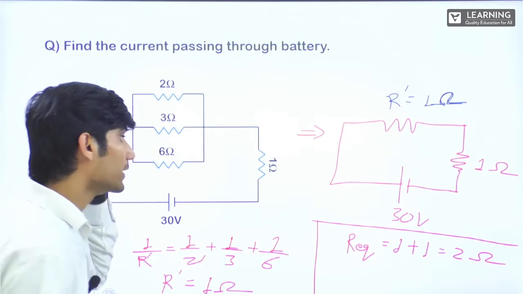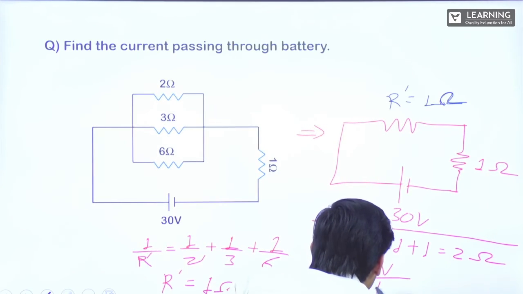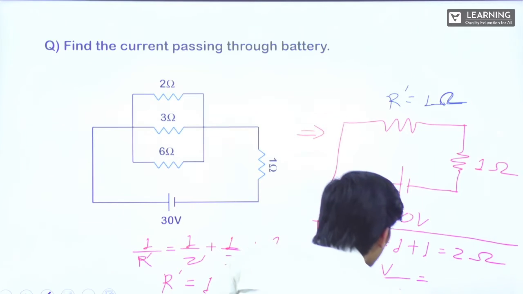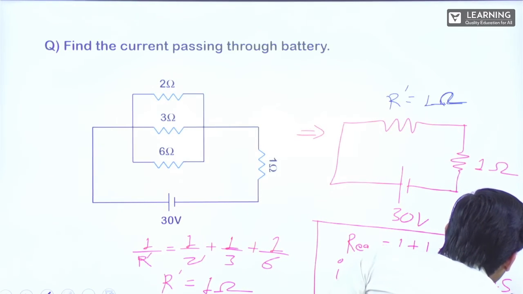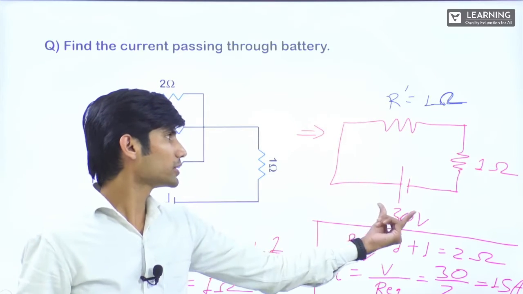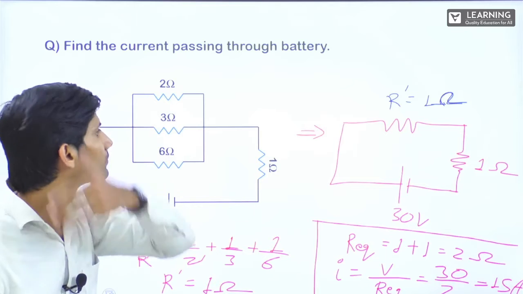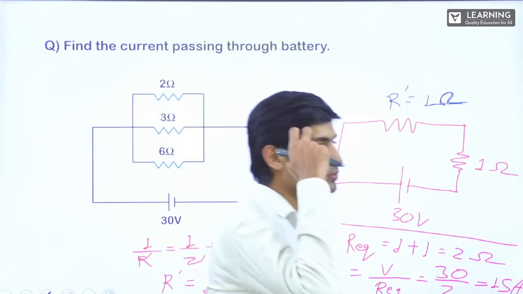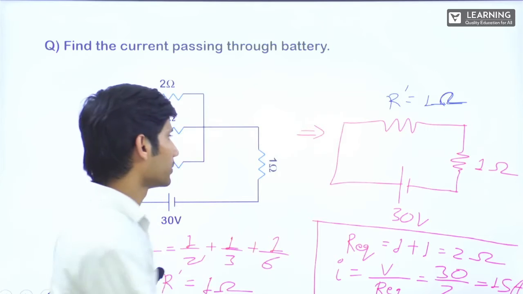Question is, find the current. I is equal to total potential upon R equivalent. Correct? That is equal to 30 upon 2, that is 15 ampere. I hope you got the same. Total potential difference upon total equivalent resistance. Clear? That will be the current from here.